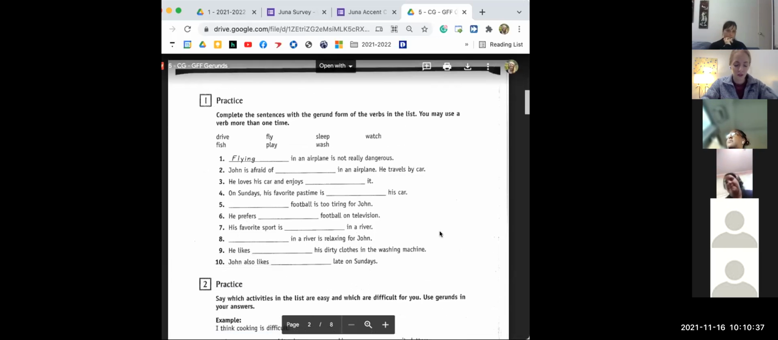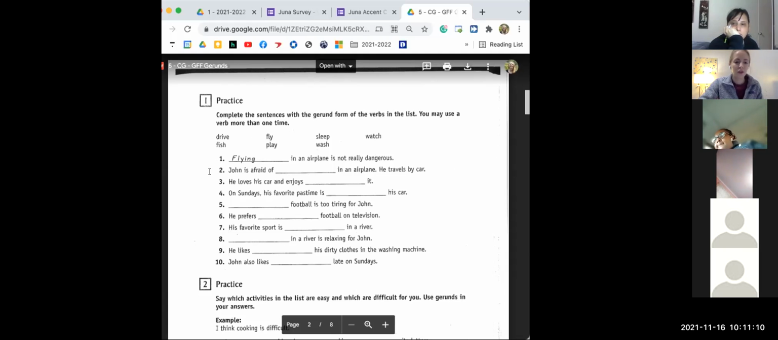All right, let's do some of practice 1 together. Looking for the verb in the list and adding ing to finish the sentence. We have drive, fish, play, fly, play, sleep, wash, and watch. All right, flying in an airplane is not really dangerous.